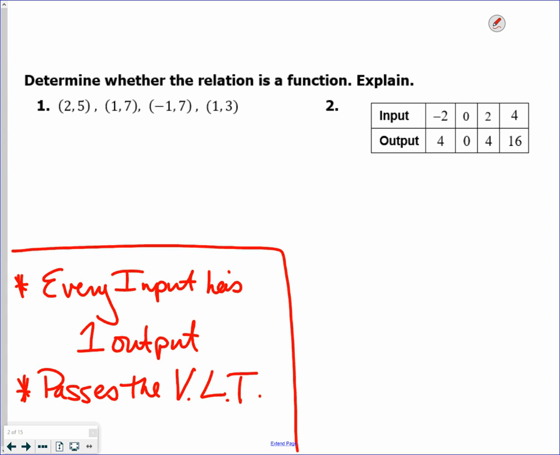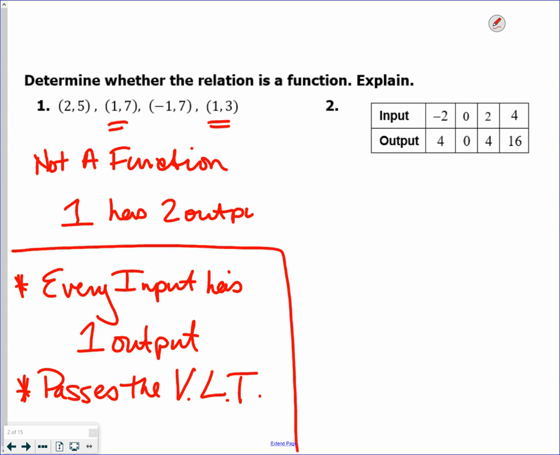So question number one, I'm looking at this point right here and this one right there, (1, 7) and (1, 3). This is not a function because every input does not have one output, or you can state that the number 1 has two outputs.